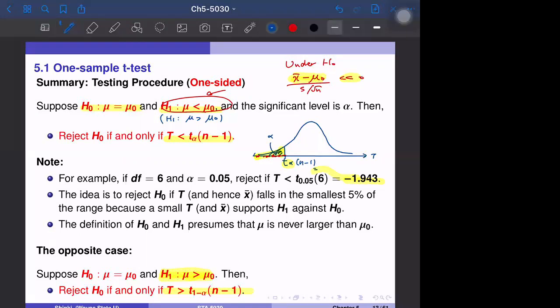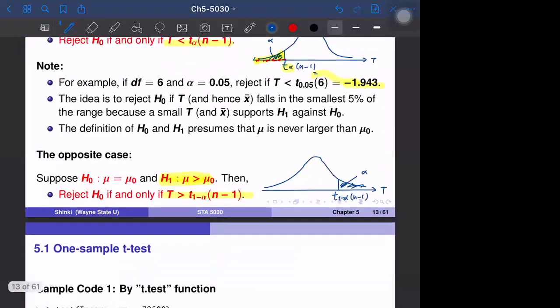For the T distribution, the rejection region is the upper right tail, so we take the threshold here, and this is the rejection region. Yeah, so this is the general theory.